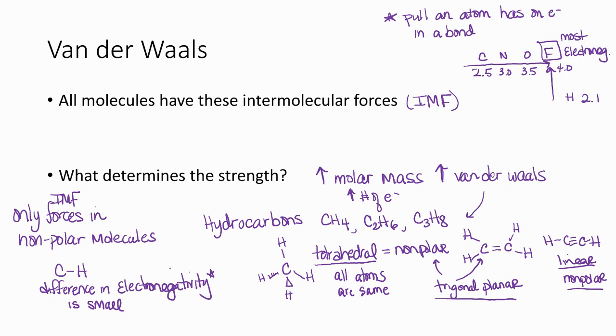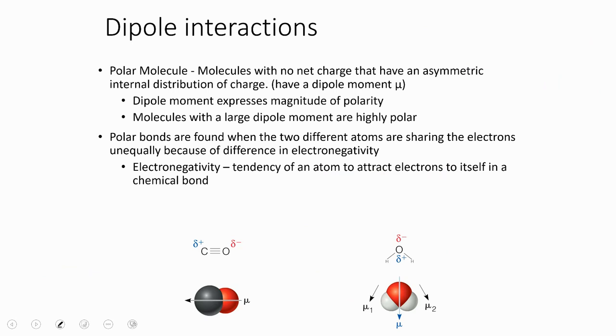Comparing CH4 to C2H6 to C3H8, if we were to make a prediction on which one would have the strongest van der Waals forces, that would be C3H8, because the greater the molar mass, the higher the strength of the van der Waals forces. Okay, go to the next one.